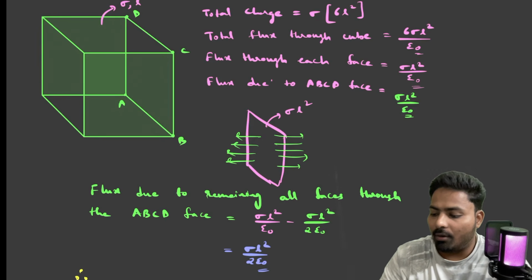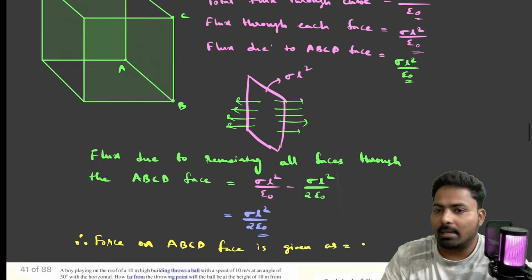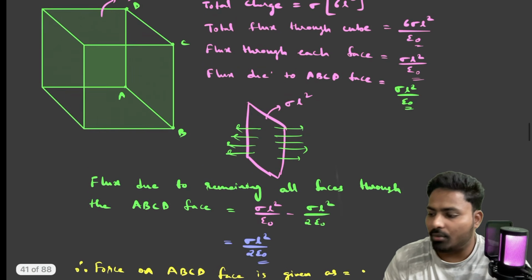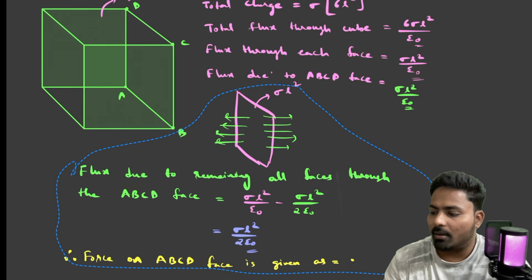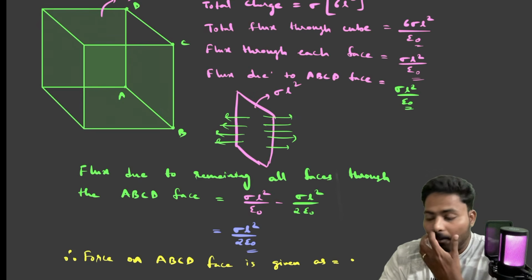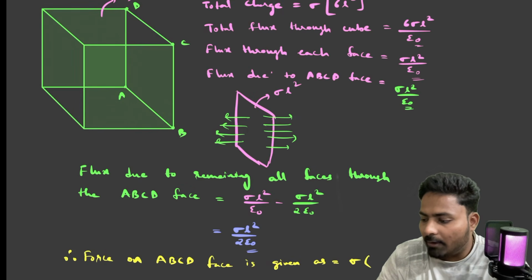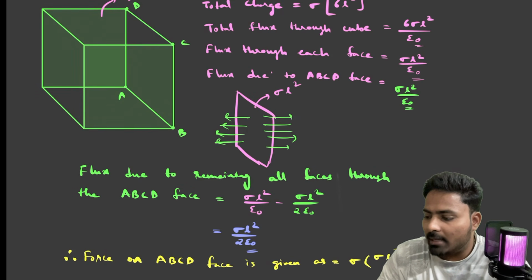So therefore, force on ABCD phase is given as, from the above formula, it's nothing but what? It can be simply given as force due to all the remaining charges on this phase. Let me move it a little up. Force can be given as what? The formula sigma times the flux. What is the flux that we got? Sigma L square by 2 epsilon naught, right?